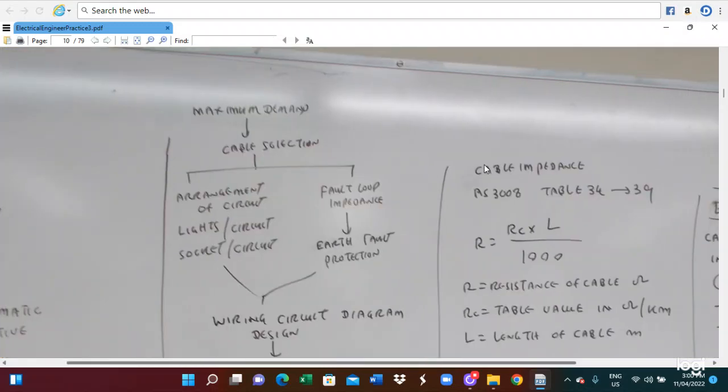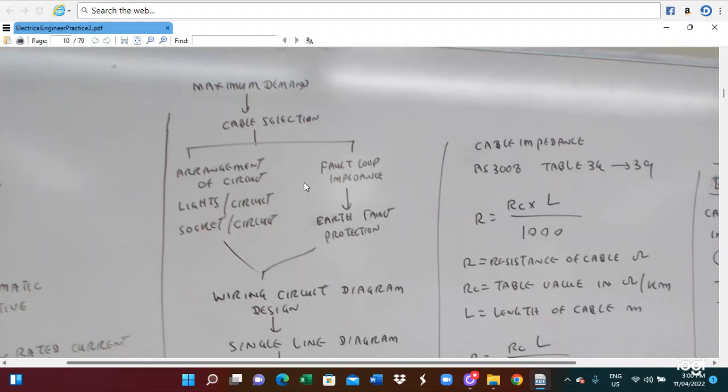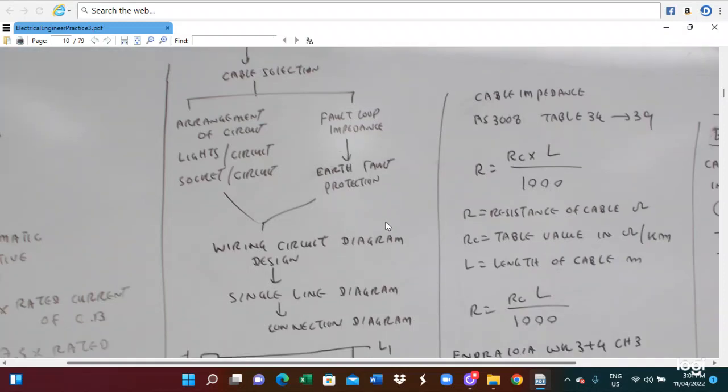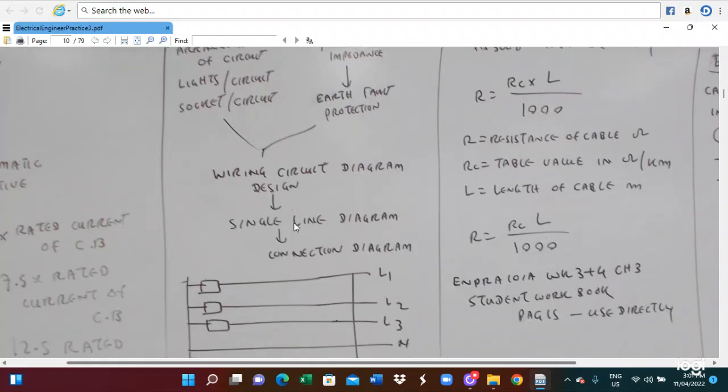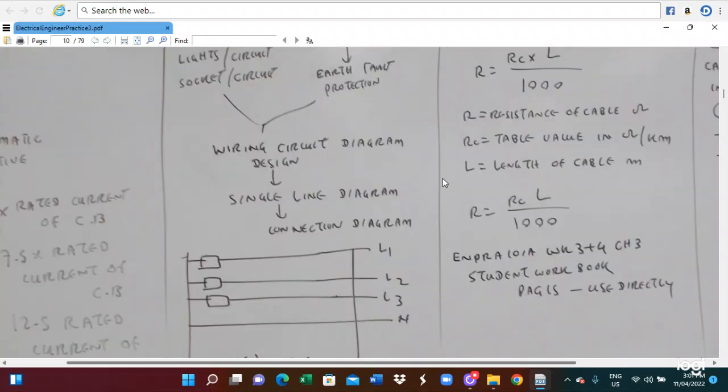If we calculate this, we also need to calculate the maximum demand. The maximum demand depends on the cable selection. Our cable selection depends on the arrangement of the circuit, the length of the circuit, and the socket outlet circuit, that is, which equipment is included in the circuit, how the circuit is arranged, and the length of the circuits. Depending on the circuit arrangement, we have to select the cable. The cable selection also depends on the fault loop impedance and fault loop protection. Those are things to be considered to determine the wiring circuit diagram design. Based on those facts, we design a wiring circuit diagram.